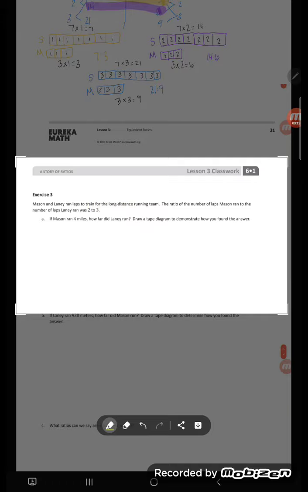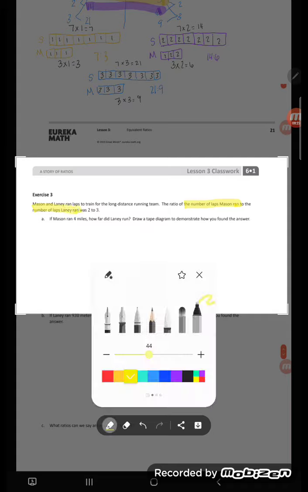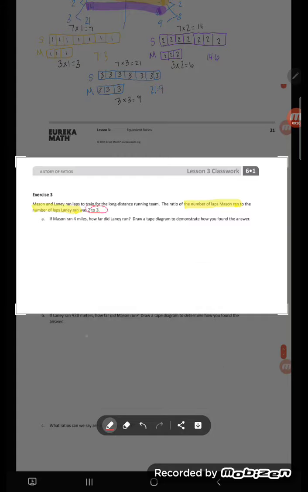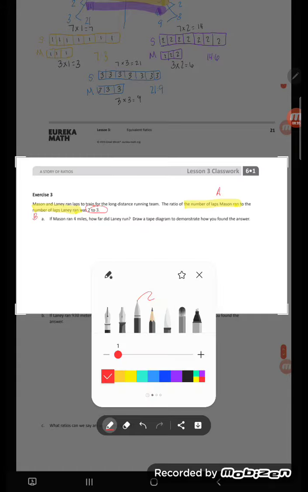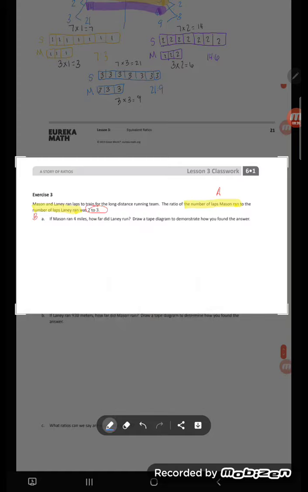The ratio of the number of laps, it said the ratio, so I'm going to highlight the number of laps Mason ran to the number of laps Lainey ran was, and I'm going to circle that ratio as a reminder what the ratio is going to be. 2 to 3. So Mason is my A, Lainey is my B, and it's 2 to 3. So if Mason ran 4 miles, how far did Lainey run?